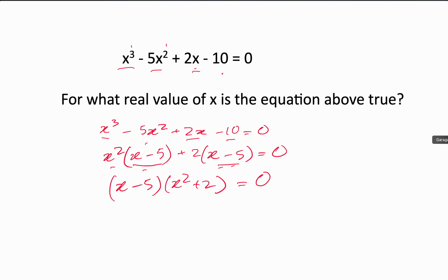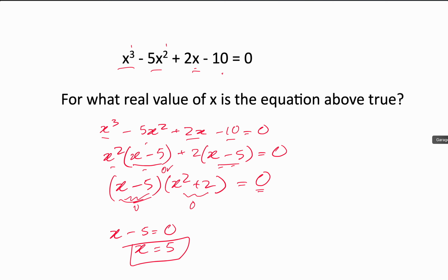Once you have this, in order for you to get a 0, either this one is 0 or this one is 0, right? It doesn't have to be both, but it could be both. But the thing is, or. Either this one is 0 or that one is 0. So first we say x minus 5 is 0. What do we have? We have x equals 5. So that works, right?